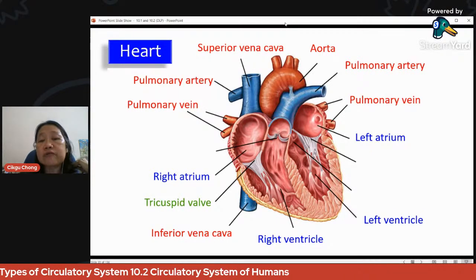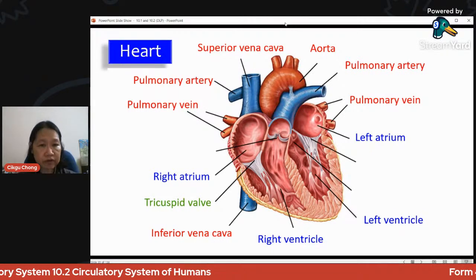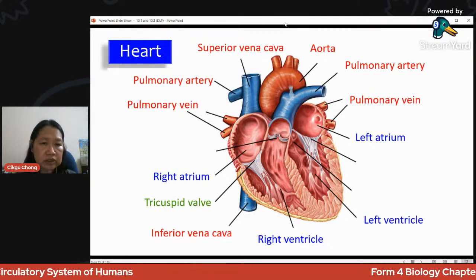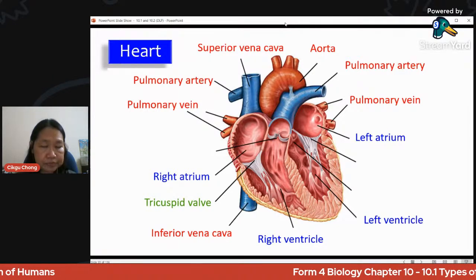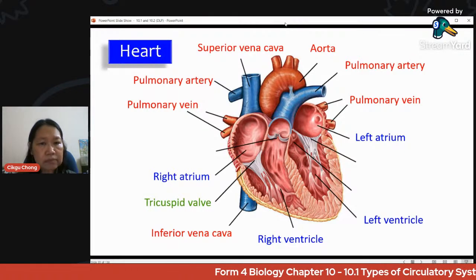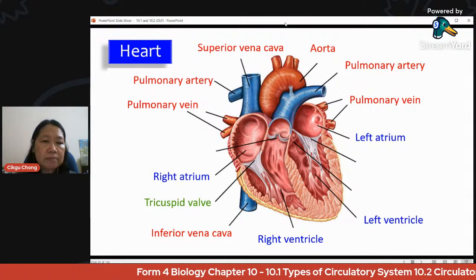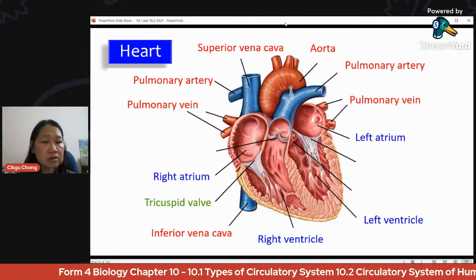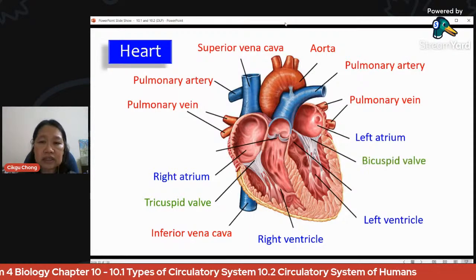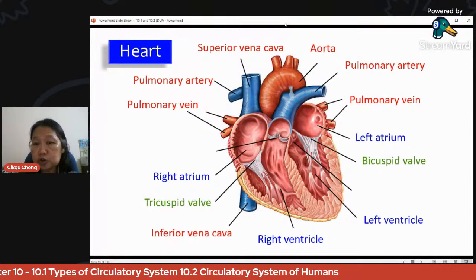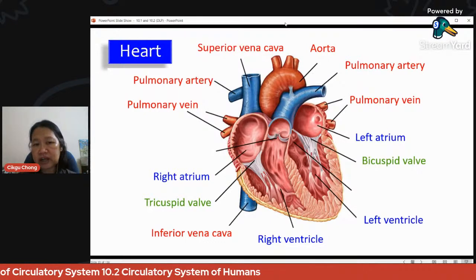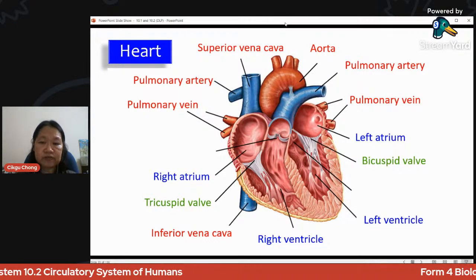Okay, and then now your valves. So there's a tricuspid valve here, which separates your atrium from the ventricle. It is to stop the blood from going back into the atrium after coming into the ventricle. And this one is a bicuspid because it has two flaps. Tricuspid, it has got three flaps. Okay, three flaps.